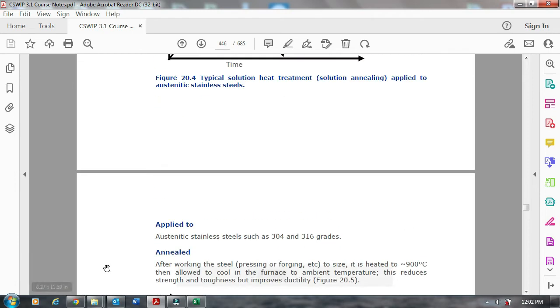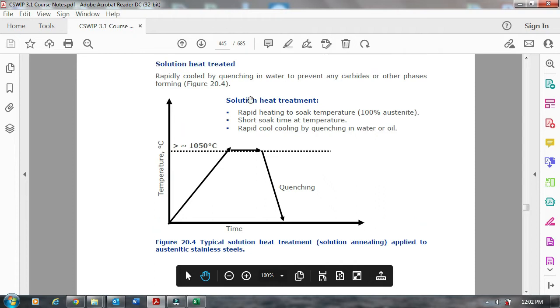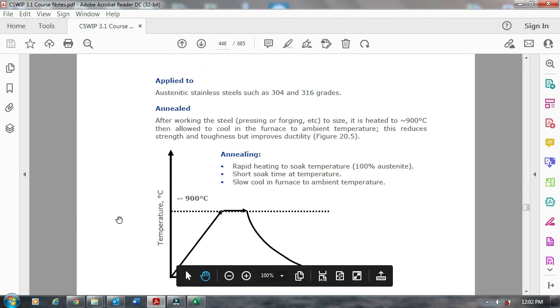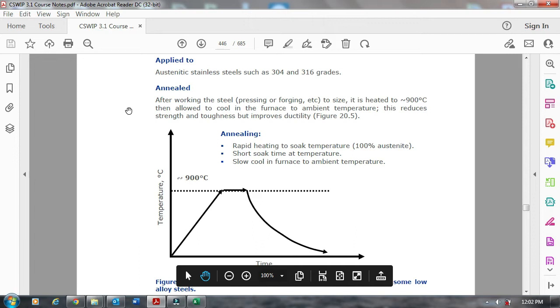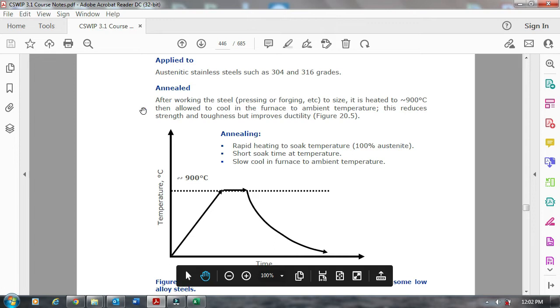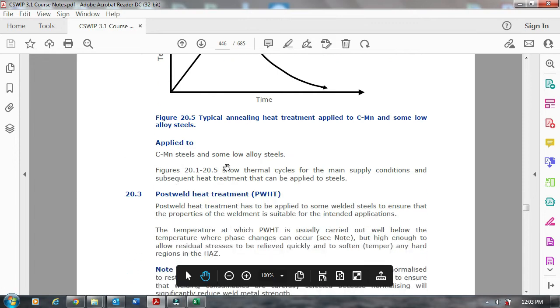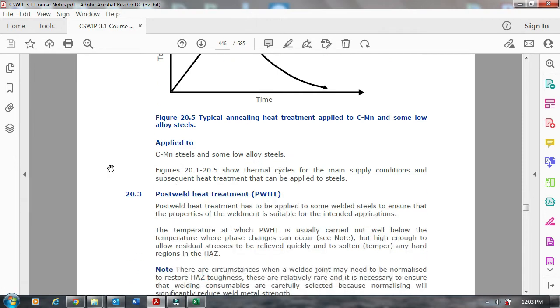Okay. So usually if you see the MTC of a stainless steel pipe, you should see solution annealing there. Simply annealing: after working the steel, either pressing or forging to size, it is heated to 900 degrees, then allowed to cool in a furnace to ambient temperature. This reduces the strength and toughness but improves the ductility. So this is also one more way, just annealing. Annealing is also done to carbon, manganese and low alloy steel. So it's applied to carbon and low alloy steel.